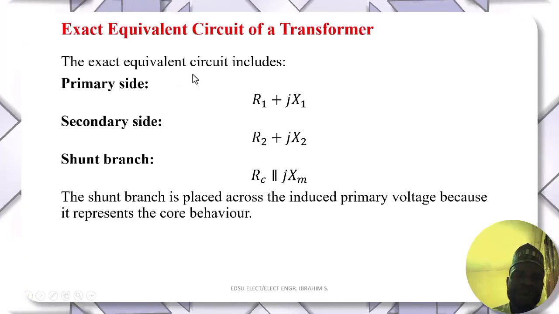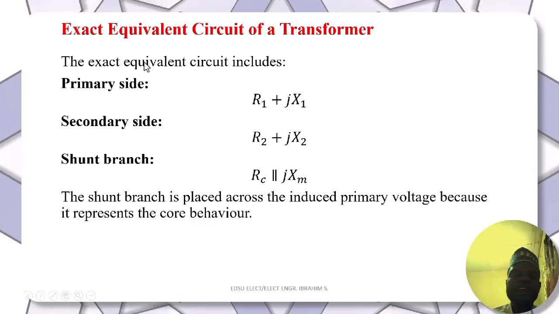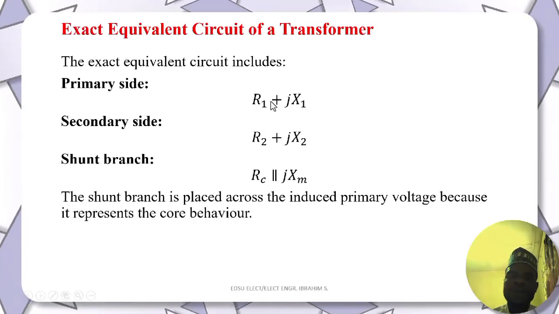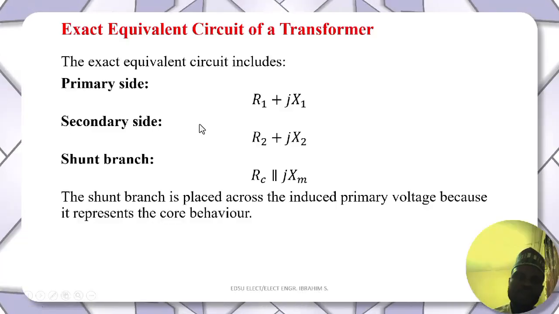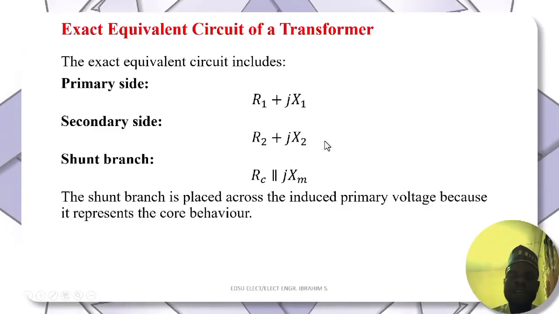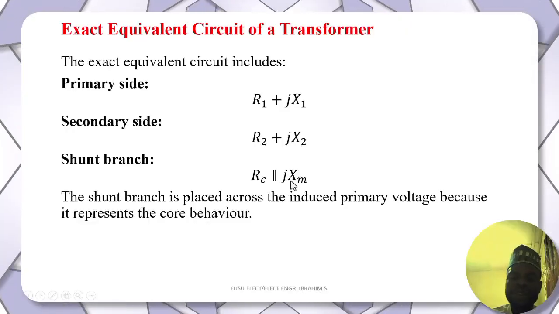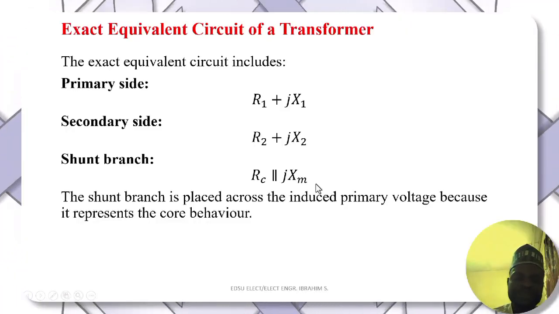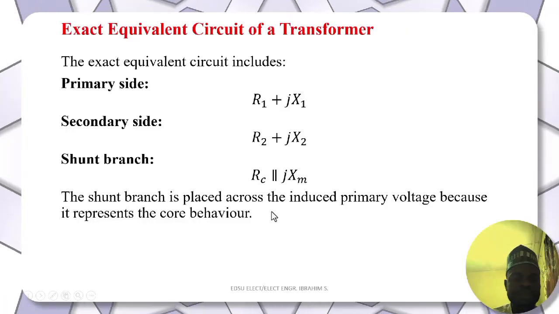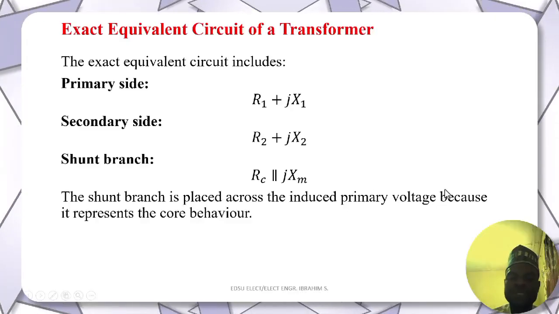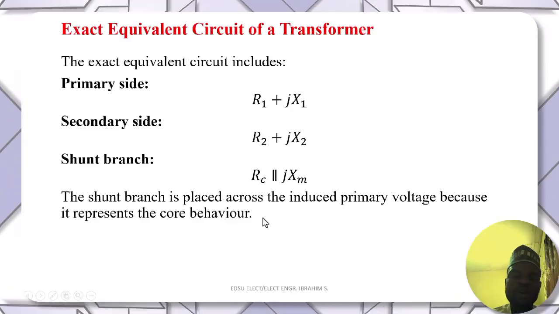But in our discussion now, we will be referring to a particular side. So the exact primary circuit includes: to the primary side, we have R1 plus jX1; to the secondary side, we have R2 plus jX2. Then at the shunt branch, we have Rc, which is parallel to jXm. So the shunt branch is placed across the induced primary voltage because it represents the core behavior.